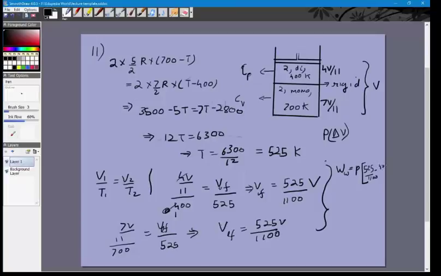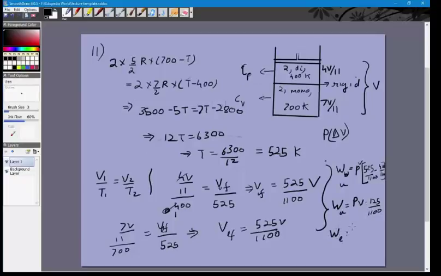Minus 4 by 11, which is 400 by 1100. So this is the upper one, sorry. So the work done by the upper one is equal to P, and there's also obviously a V here. So it is PV times 125 by 1100.